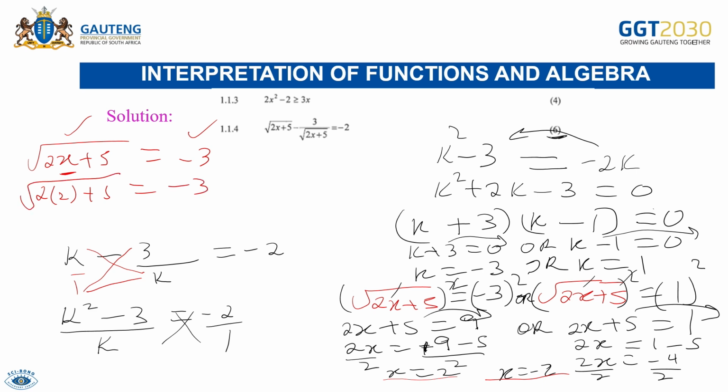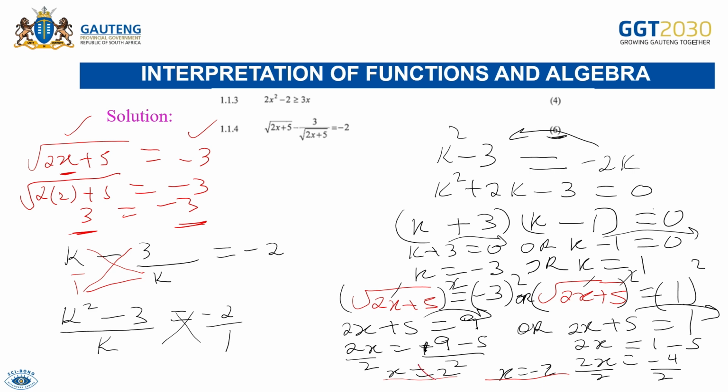So 2 times 2, you get a 4, plus a 5, you get a 9. So you'll get the square root of 9, which is going to give you positive 3. Is it equal to negative 3? You'll notice that the 3 this side is positive, and the 3 this side is negative. So the left hand side is not equal to the right hand side, which means your x is not equal to 2.